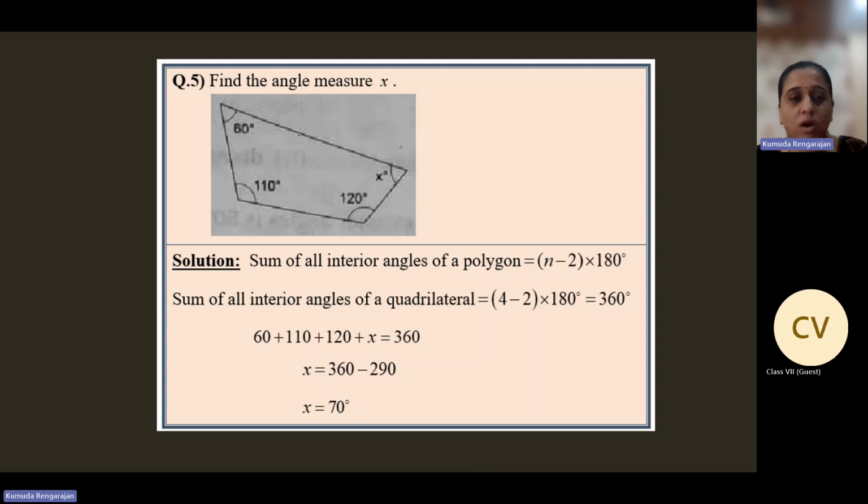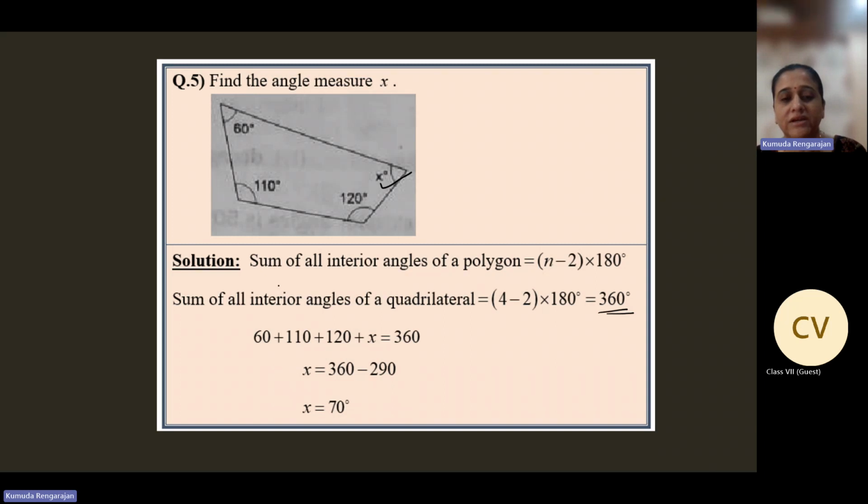So here you have a quadrilateral. The measures of 3 of its interior angles are given to you. You need to find the measure of the 4th angle x. We know that the sum of all the angles in a quadrilateral is 360. And you can also show the working.